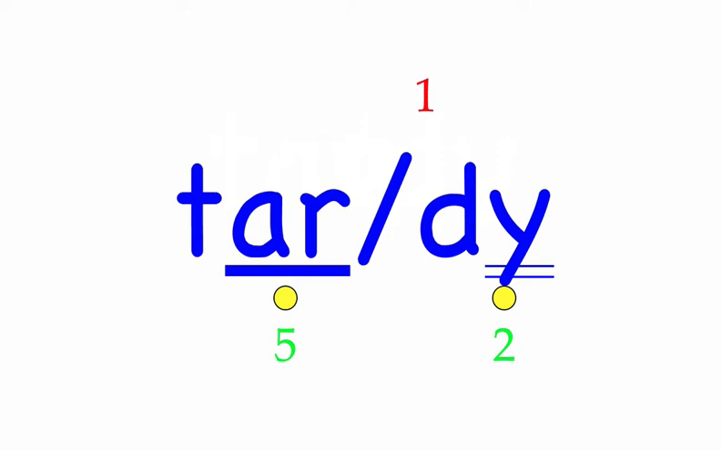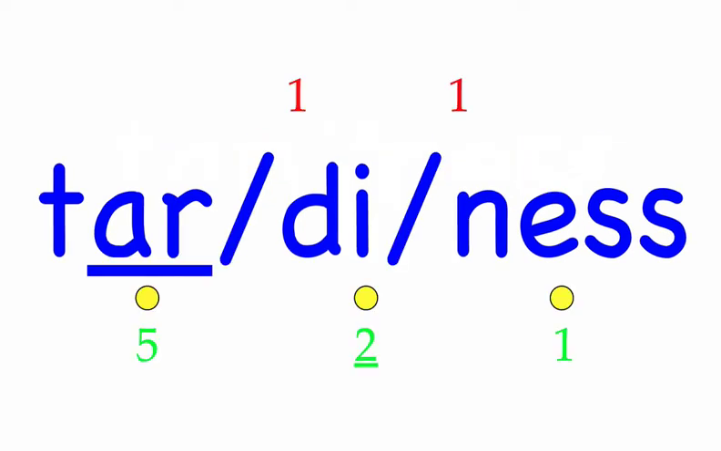Tardiness. Now this is a three-syllable word. First syllable is tar, two sounds, T, R. D, two sounds, D, I. Ness, three sounds, N, S. Tardiness. Mark this word. And you can see where we changed the Y to I here because we have a consonant before the Y.